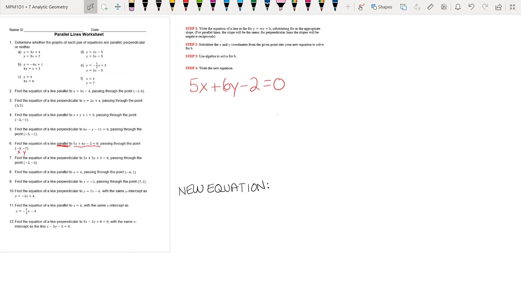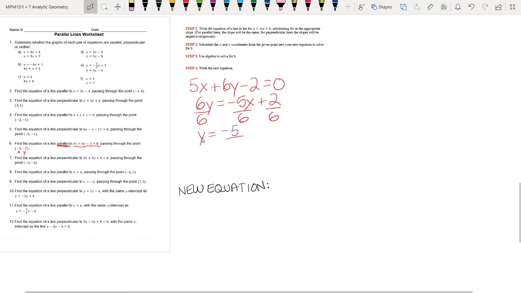To convert this standard form equation to slope-intercept form, I need to get the 5x and the negative 2 to the other side of the equation and get the y all by itself. And so I'm going to subtract 5x from both sides and add 2 to both sides. And I end up with this. Now I need to divide both sides of the equation by 6 to get y by itself. Y is equal to negative 5 over 6x plus, and we can write 2 over 6 in lowest terms, plus 1 over 3. I now have my slope.